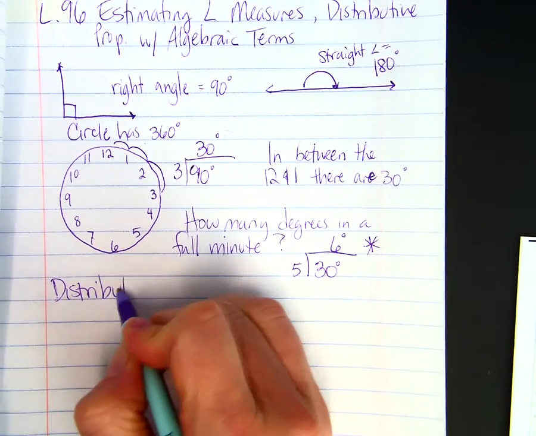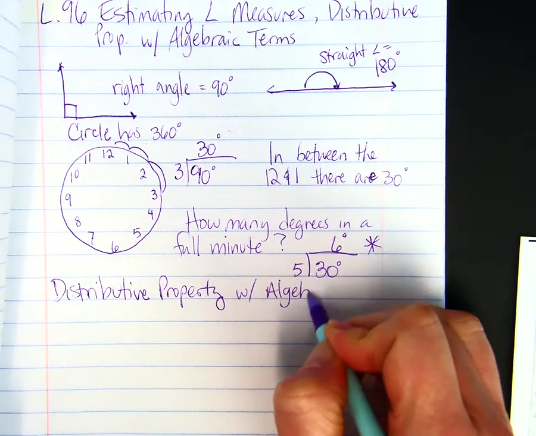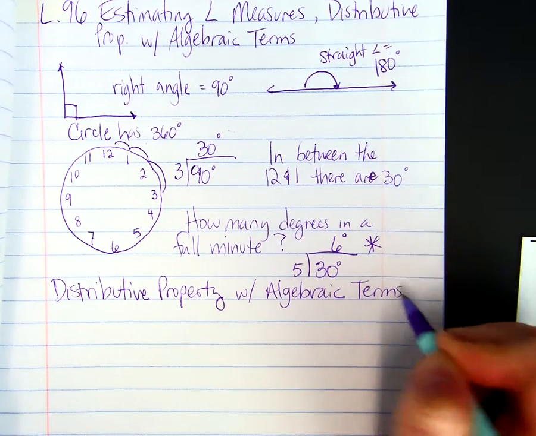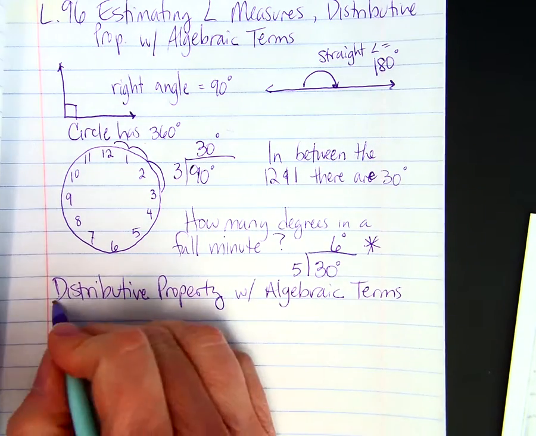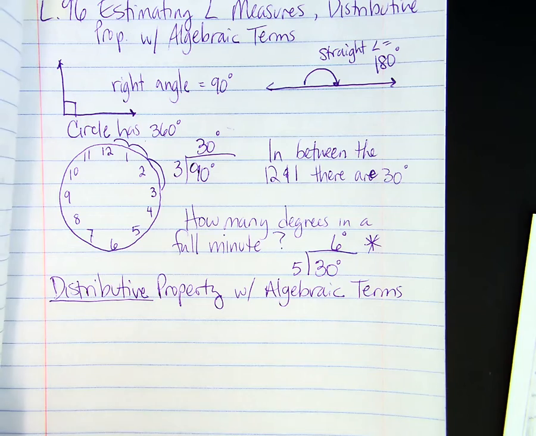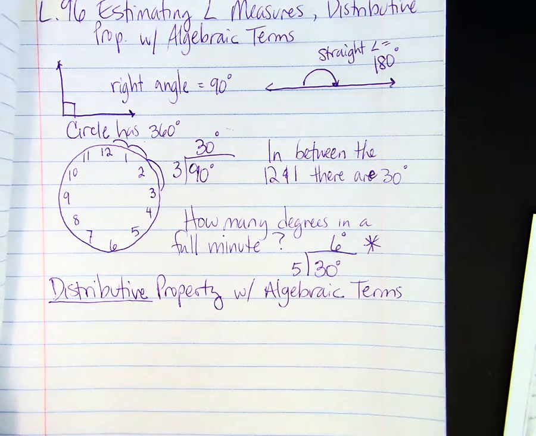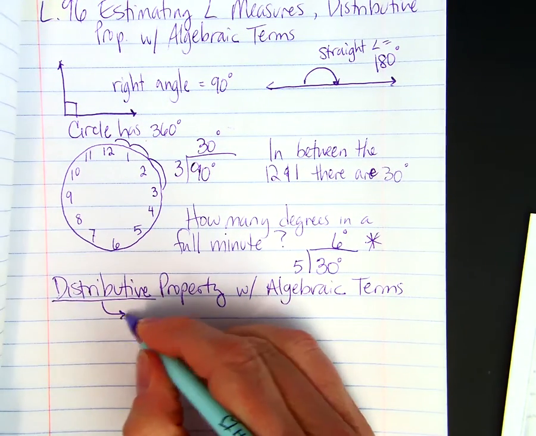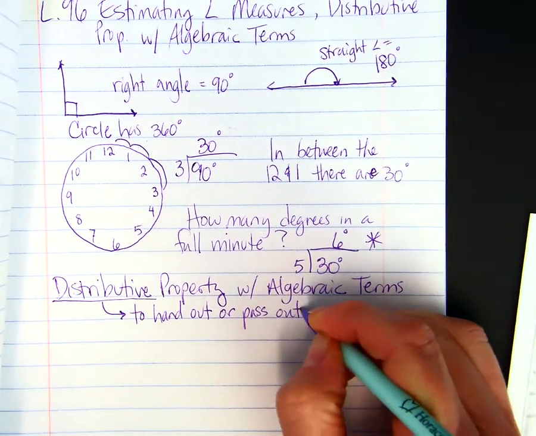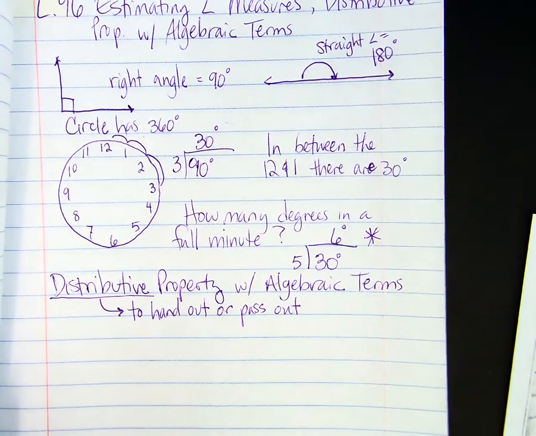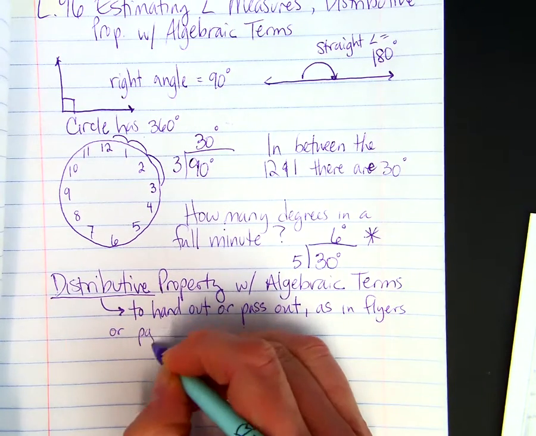This distributive property with algebraic terms. Distributive, if I wanted to say, I want to distribute something, basically you're handing something out. You're passing something, like if I'm passing out flyers or papers. So distributive means to hand out or pass out. Not as in blackout, but pass something out, as in flyers or papers.